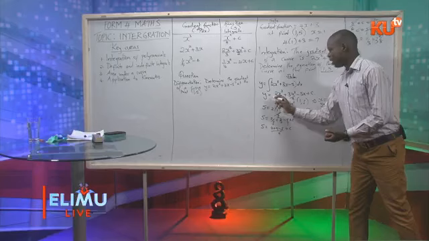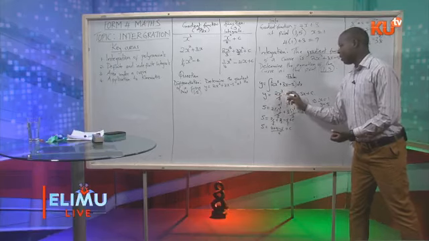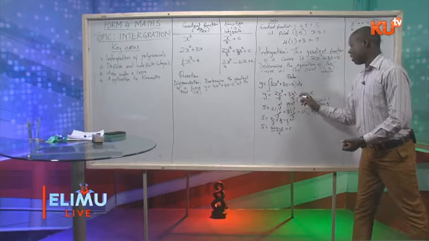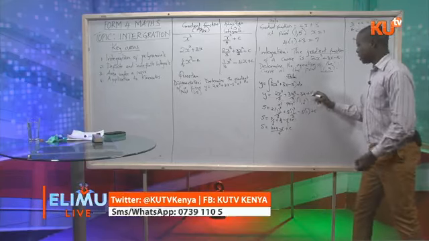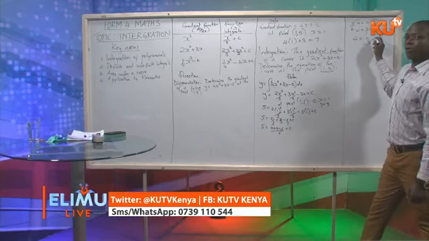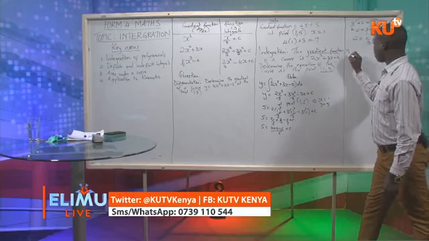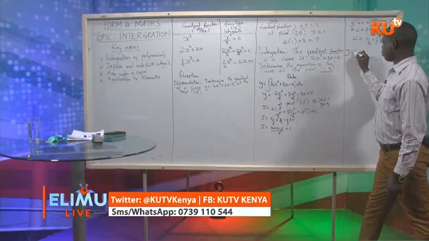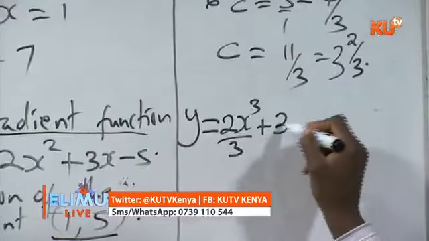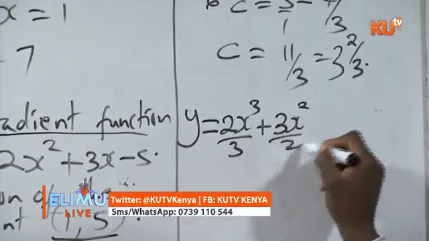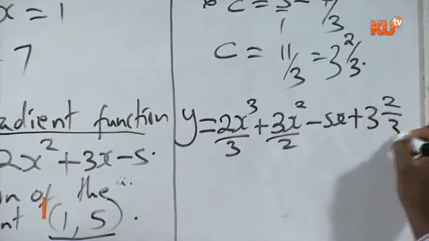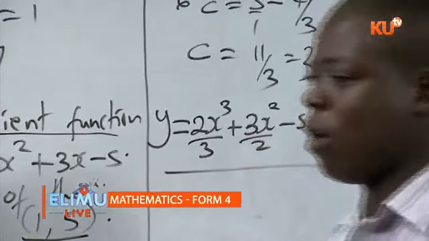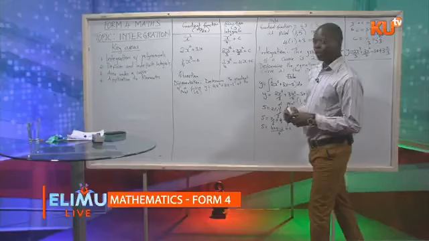The equation is supposed to be y is equal to 2x cubed over 3 plus 3x squared over 2 minus 5x plus c. So we simply write this, and instead of c, we write 3 and 2/3. So our equation becomes y is equal to 2x cubed over 3 plus 3x squared over 2 minus 5x plus 3 and 2 over 3. That is the equation of the curve.